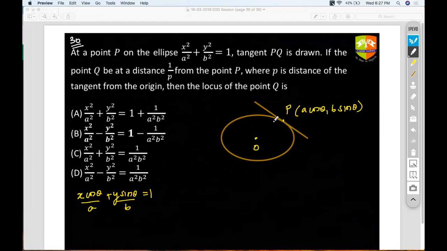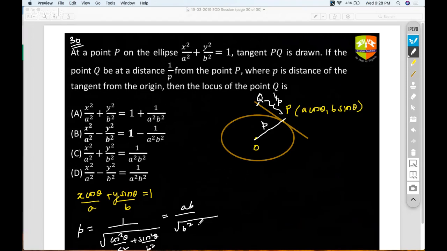Okay, so the distance of the origin, this distance is given to us as p, and from here there's a point Q which is at a distance of 1 by p from this, and I have to find out the locus of Q. First of all, small p is going to be, if I'm not wrong, 1 by under root of cos square theta by a square plus sine square theta by b square. That's going to be ab under root of b square cos square theta plus a square sine square theta. This is going to be your p.